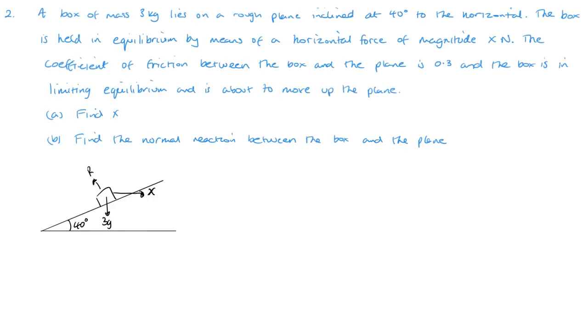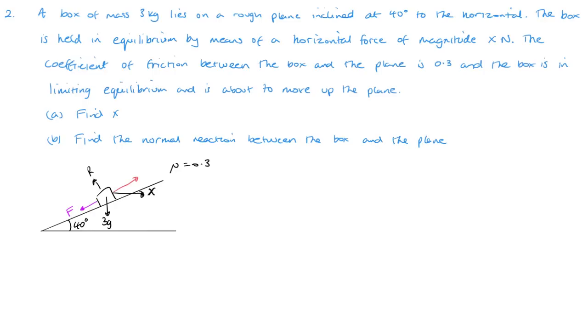The coefficient of friction between the box and the plane is 0.3, and the box is in limited equilibrium, about to move up the slope. So if it's about to move up the slope, then F, the friction, will be acting down the slope. Okay, so I know this so far. We need to find out what X is.